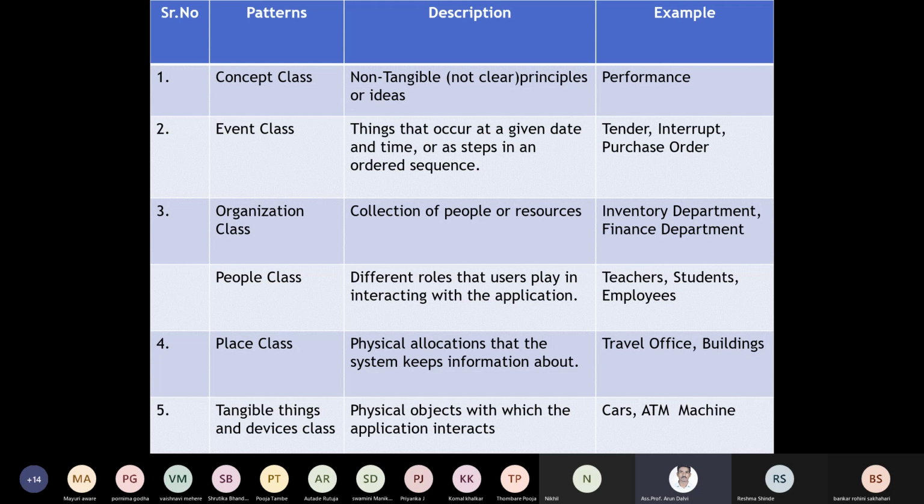Okay, so the fifth pattern is tangible things and device class. Tangible things means touchable objects or devices, that is, device classes. So what is the description of tangible things? Physical objects with which the application interacts. For example, cars, ATM machines, we can interact with an ATM machine. Okay, so the user can touch those physical objects. Okay, these are the five patterns of common class. The first one is concept class, the second is event class, the third is organization class, under that people class is there, the fourth is place class, the fifth is tangible things and device classes.